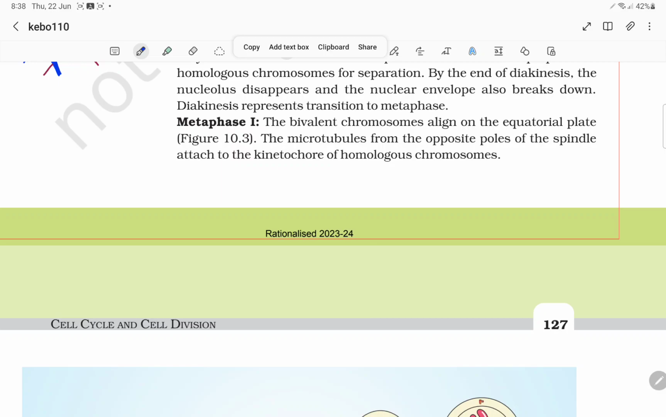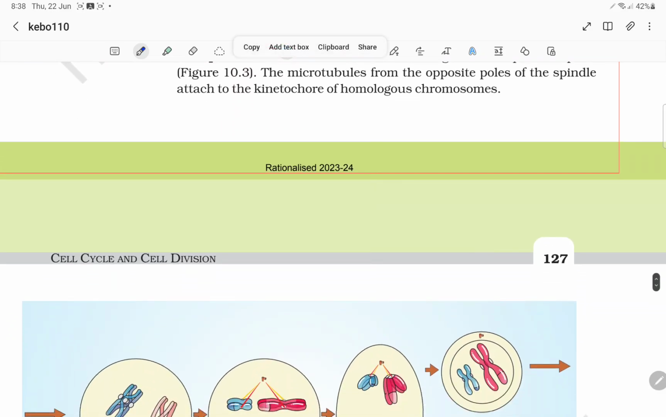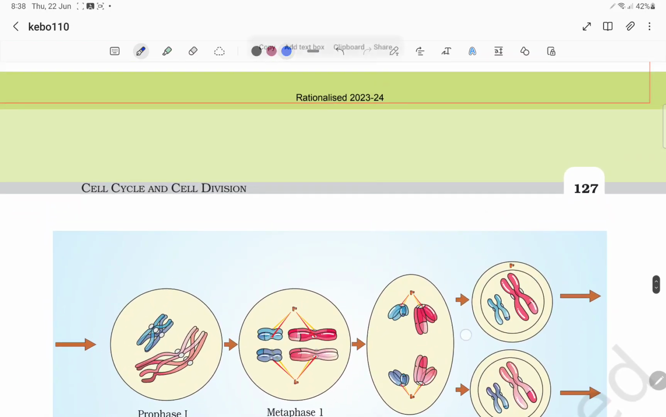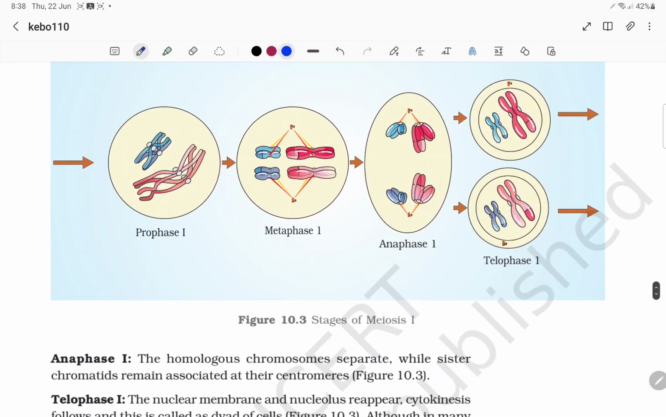You will be having 2 equatorial plates. The microtubules from the opposite poles of the spindle attach to the kinetochore of homologous chromosomes. If you see in this picture, here the centriole is there. Here the centrosomes, two centrosomes. Here you will be having the spindle fibers. The spindle fibers get attached to the kinetochore of the chromosomes. So here you can see these two metaphase plates.